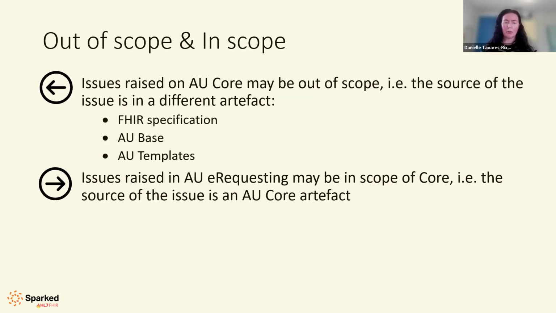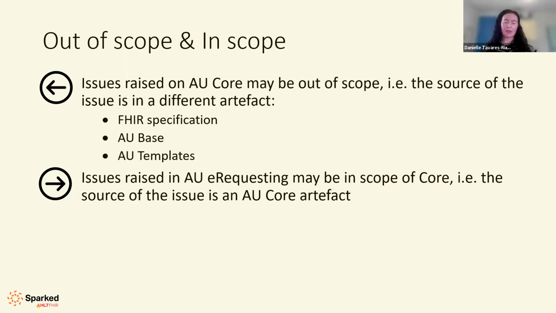In terms of out of scope, there's also in scope where issues might move in to our area. So I'll deal with out of scope first. We might see issues that have been raised as part of the AU Core ballot, but in fact, the source of the issue is in a different artifact. And those for us will be our upstream things. So AU base, the HL7AU templates, which is an intermediate artifact that does colors and styling and all that sort of thing for IGs. Or it might be the FHIR specification. We treat those a little differently.